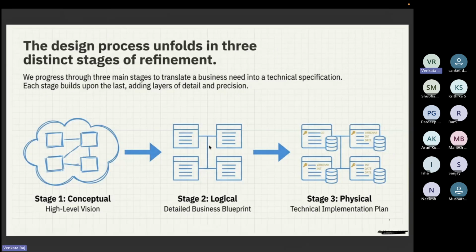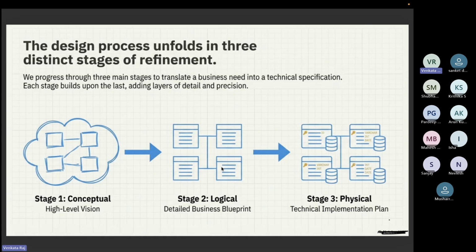Then we have logical, guys. Logical is your second interaction, wherein you are going to decide what columns can be available based on the conversations you have with your stakeholders. Let's say they are saying that we need to store authentication information, payment information, orders information or addresses information. Based on that, you are going to design a blueprint.